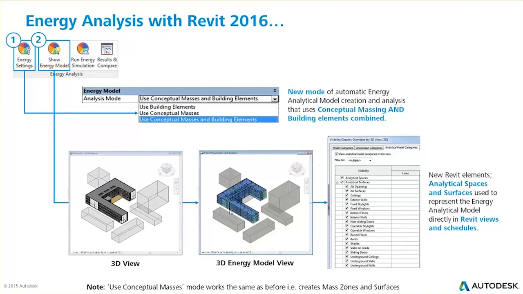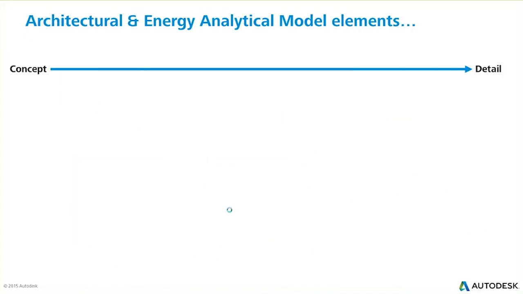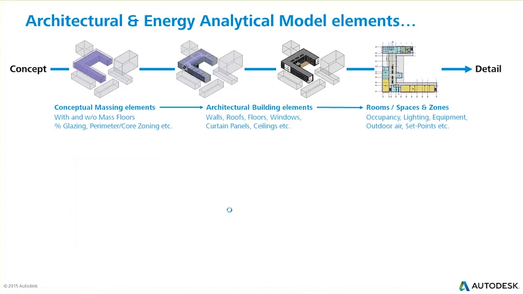In order to understand how this works, I'm just going to give you one more slide with a bit of background, so that you get some sense of it. As you move from concept to detail, and you don't have to do it in this order, this gives you some sense of the typical flow. You're using a mix of conceptual massing elements, with or without mass floors, and percentage glazing, and so on. Then I've got architectural building elements, which are the real Revit elements: walls, floors, roofs, curtain panels, ceilings, all of the detail that gets layered on. I may have some or any or none of those. It's not a requirement. And then it may or may not have rooms or spaces present.